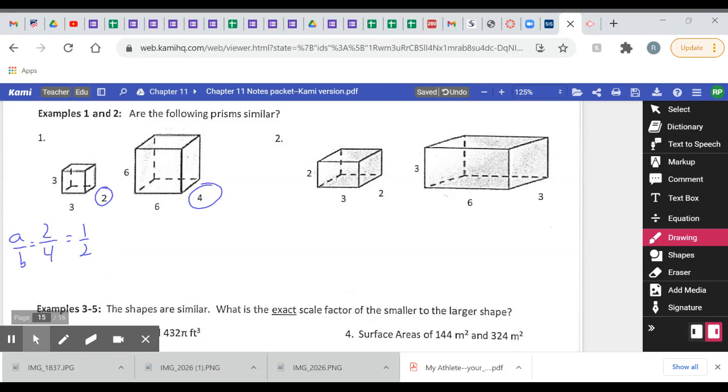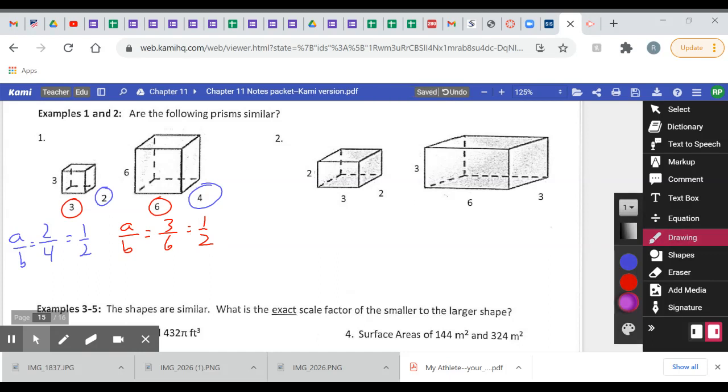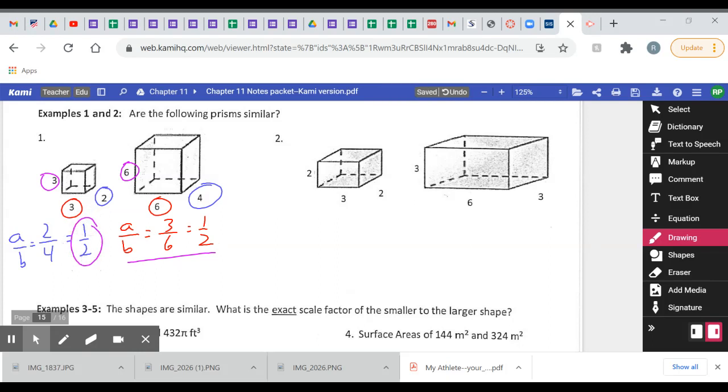Now we can find another set of side lengths that correspond with each other, the 3 and the 6. And again, we can set those equal to each other. That's a new A and B value, side lengths 3 over 6, and they reduce down to 1/2 as well. If we do the third side lengths, this 3 and this 6, we already have that 3 and 6 reduce down to 1/2. So if we get 1/2 for all of them, then the ratios of the corresponding sides have the same scale factor, which is 1/2. So yes, these prisms are similar to each other.